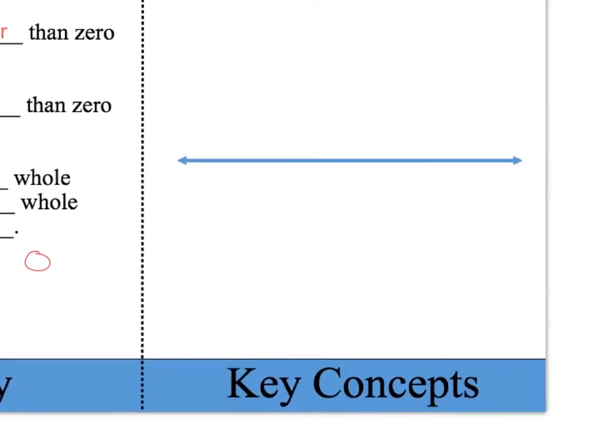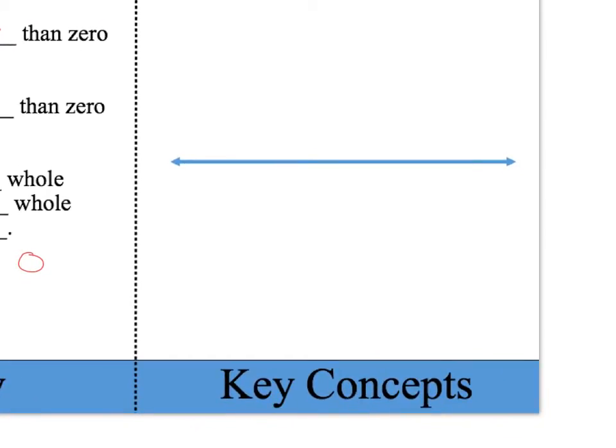Let's take a look on the right-hand side and talk about some of the key concepts for today. So we're going to graph numbers on a number line. Whenever you graph numbers, we always start with 0, and 0 would always be in the middle. Anything to the right of 0, we're counting up. So that would be known as positive integers. Anything on the left of 0 is known as the negative integers.